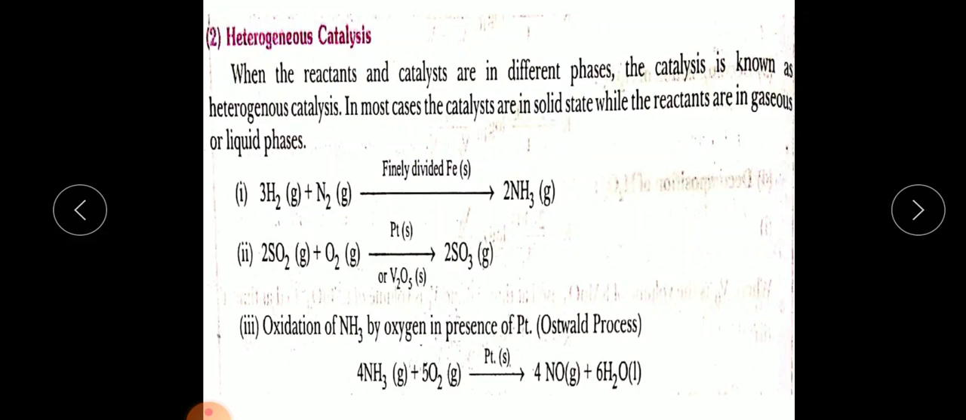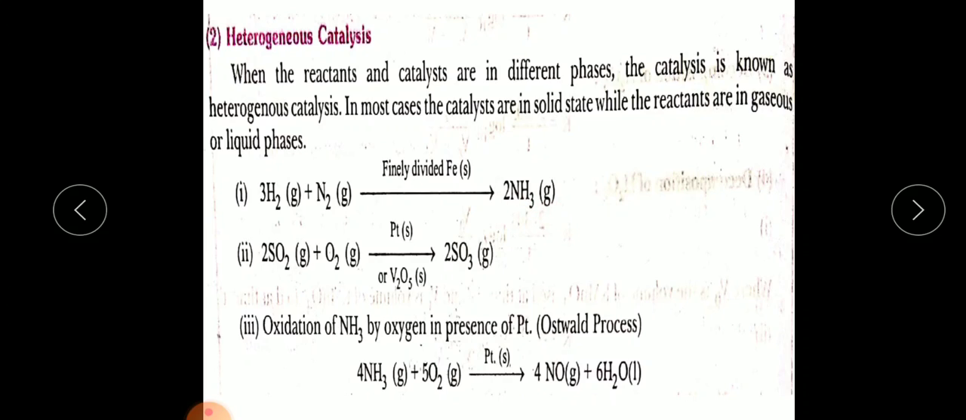Now, heterogeneous catalysis is when the reactants and catalyst are in different phases. In most cases, the catalysts are in the solid state while the reactants are in gaseous or liquid phases. For example, in the manufacture of ammonia, that is Haber's process, we have hydrogen and nitrogen in the ratio of 3:1, which react in the presence of finely divided iron, and molybdenum is also added to increase the efficiency of the catalyst, to form ammonia.